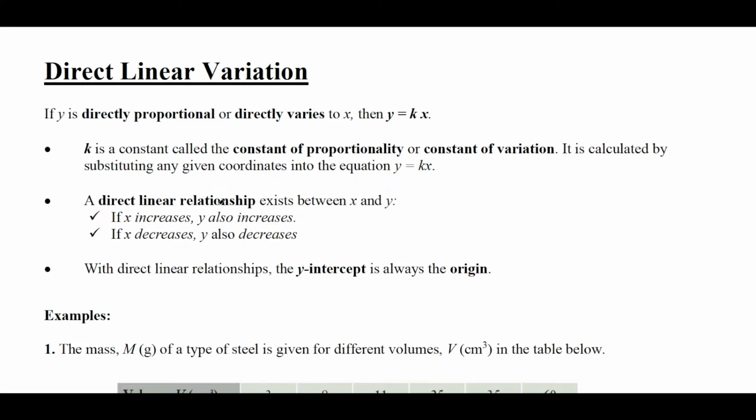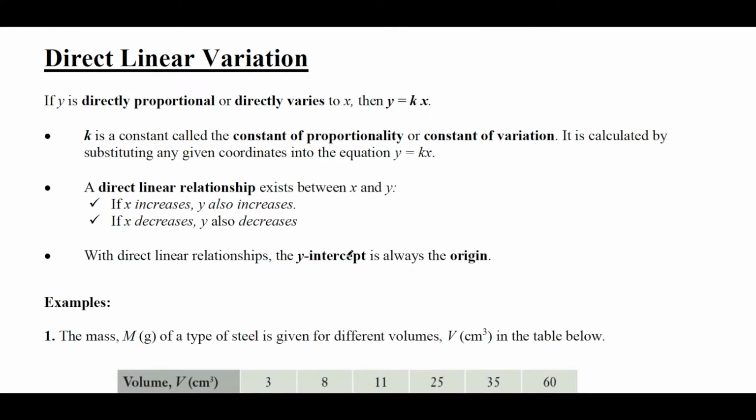A direct linear relationship exists between x and y means this: if x increases, y also increases. If x decreases, y also decreases. With direct linear relationships, the y-intercept is always the origin, which means the x-intercept is also the origin.